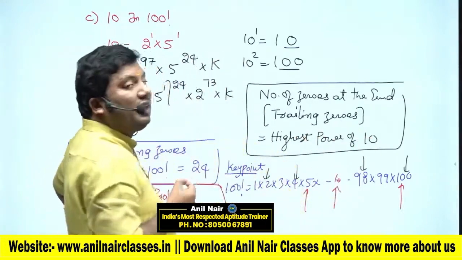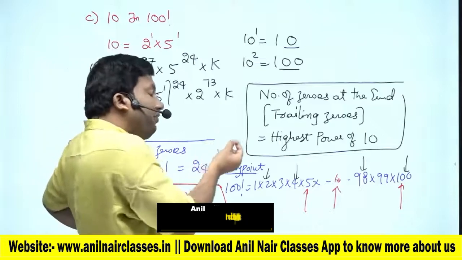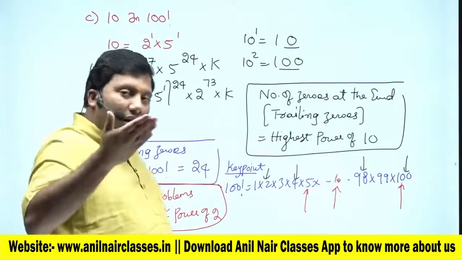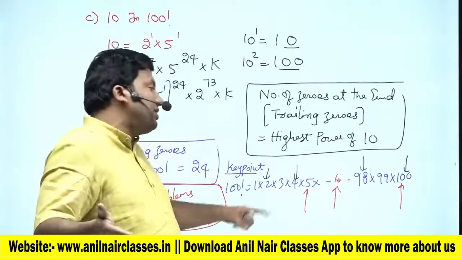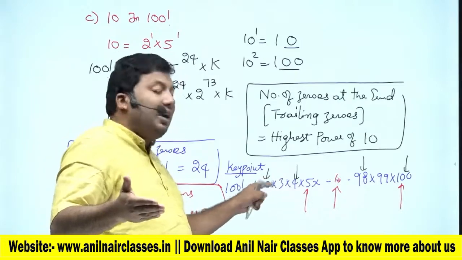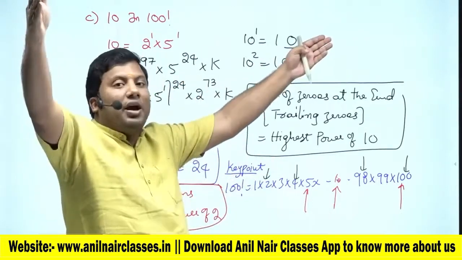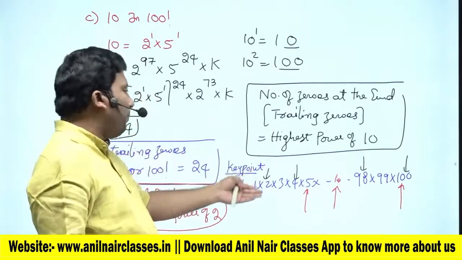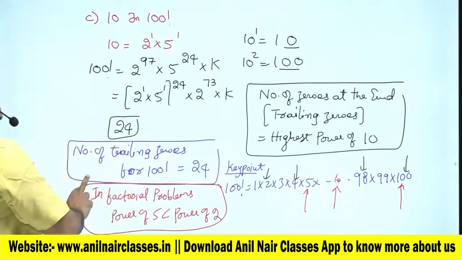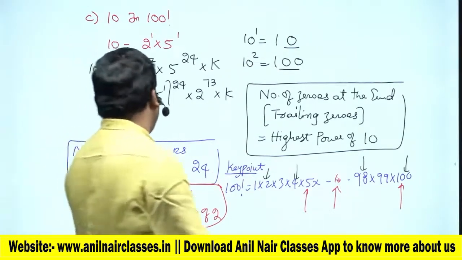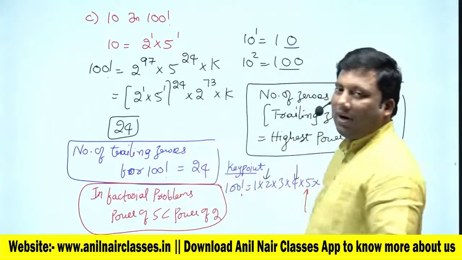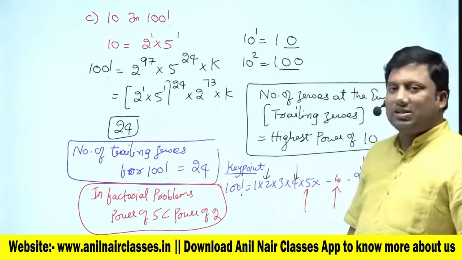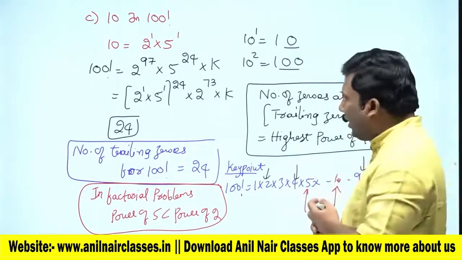Every second term is a power of 2, but every fifth term is a power of 5. So the number of terms with 5 will be 20 here, but here it is 50. So the number of terms for 2 is greater than the number of terms for 5. Obviously the power of 5 will be less. In factorial problems, the power of 5 is less than the power of 2. I hope the idea is clear.